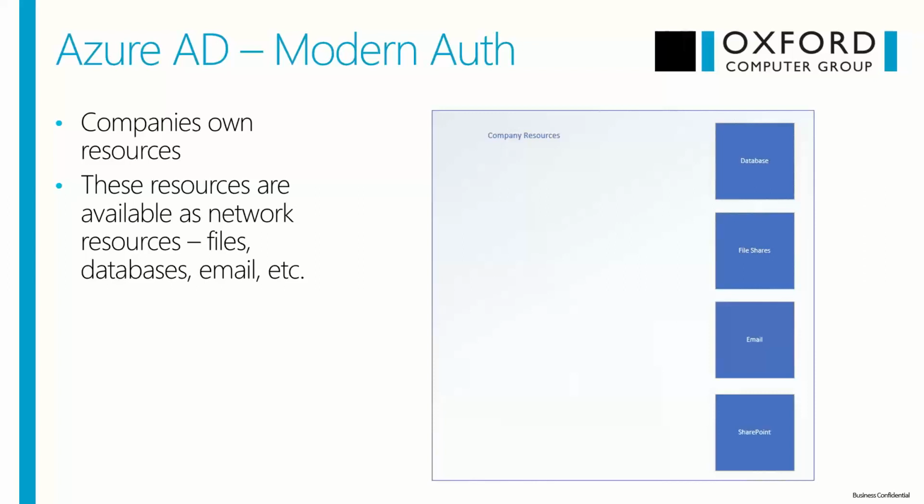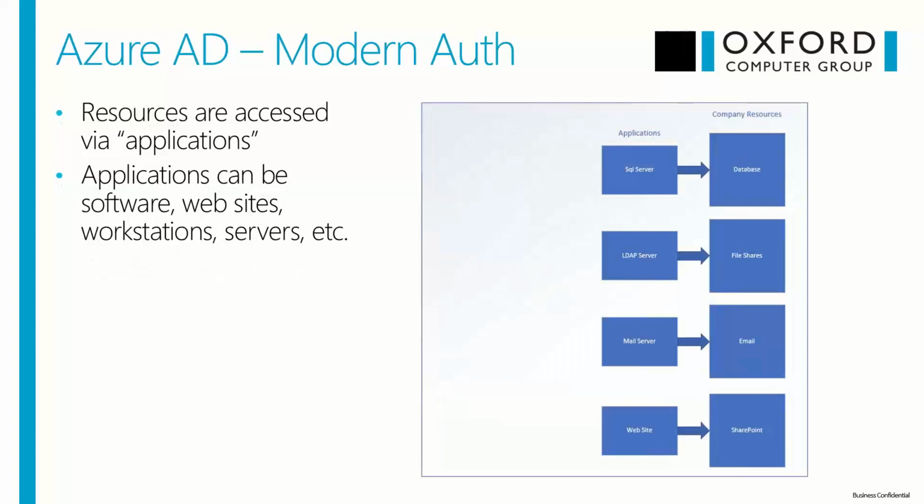And I start with this by saying that what we're trying to present is protection of resources. Companies have resources, they own resources, and they want to protect those. That can be a database, file server, email server, whatever. It's data that they want to protect. And the data is protected via applications. These applications can be a website, a workstation, a server, anything that has access to those resources.